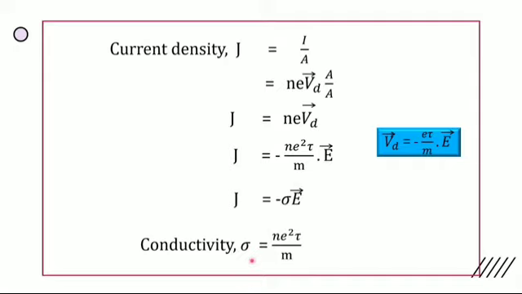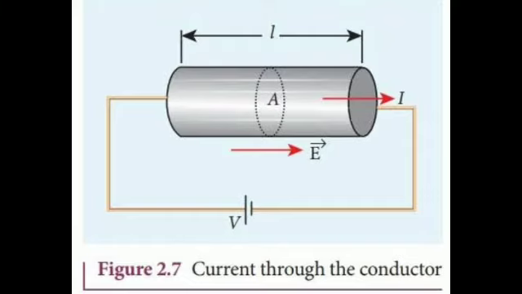So the above equation becomes J vector is equal to sigma E, where sigma is equal to n e squared τ by m and is called conductivity. This equation is called the microscopic form of Ohm's law. Ohm's law can be derived from the equation J is equal to sigma E.